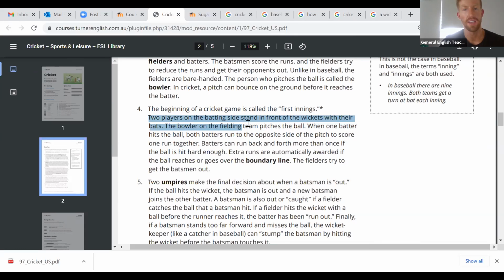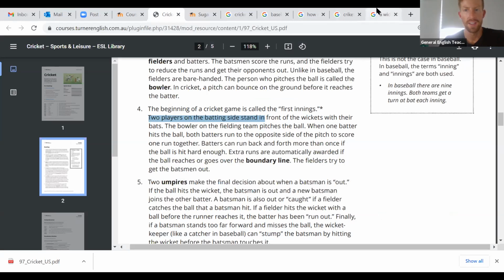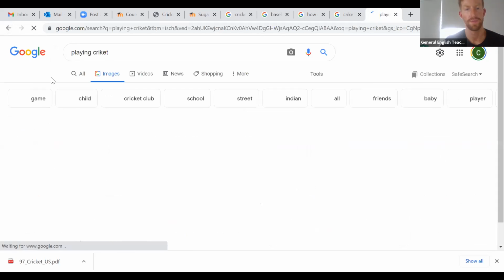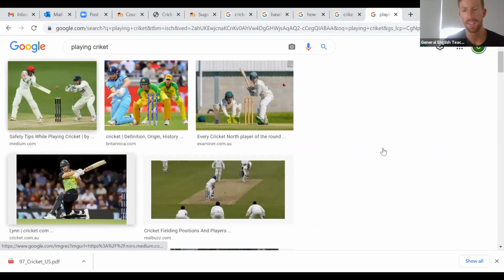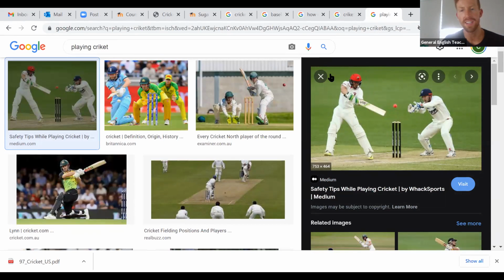So you have two players who stand in front of the wicket. Let's go back to the wicket. Two people stand in front of this one, stand in front of that one. And then, let's just say playing cricket. Maybe we can find a picture. Ah, so here we go. It's a cricket game. Two people stand there, the other one is throwing the ball again and again. Yeah, it's why cricket goes on forever. Because you have one guy here, or girl as well, obviously. And you have another person here, and they're trying to hit the ball through. And that's what we're doing. Okay.